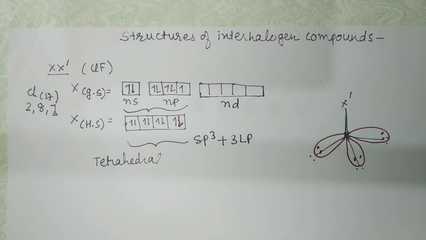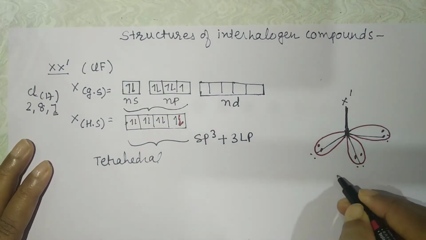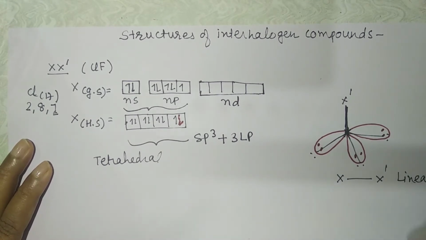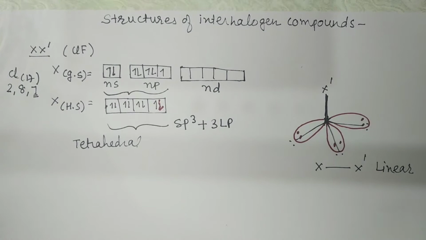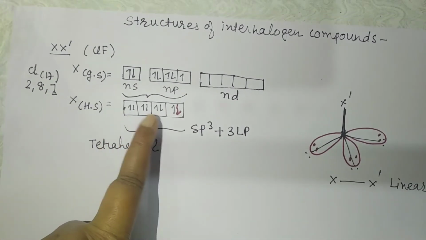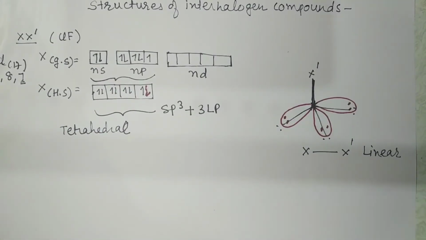So only one bond is formed, that is X to X'. So you can see this. So this is X to X'. So the geometry is linear. Right, students? So this is the first interhalogen compound we have seen. The hybridization here is sp3 hybridization. Regular geometry expected is tetrahedral, but as there are 3 lone pairs present, therefore the geometry gets distorted tetrahedral, or to be more accurate, geometry becomes linear.